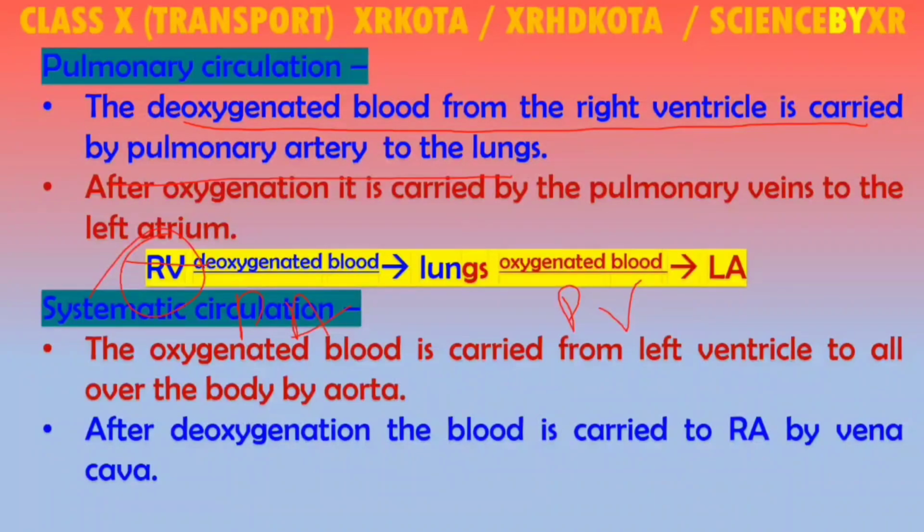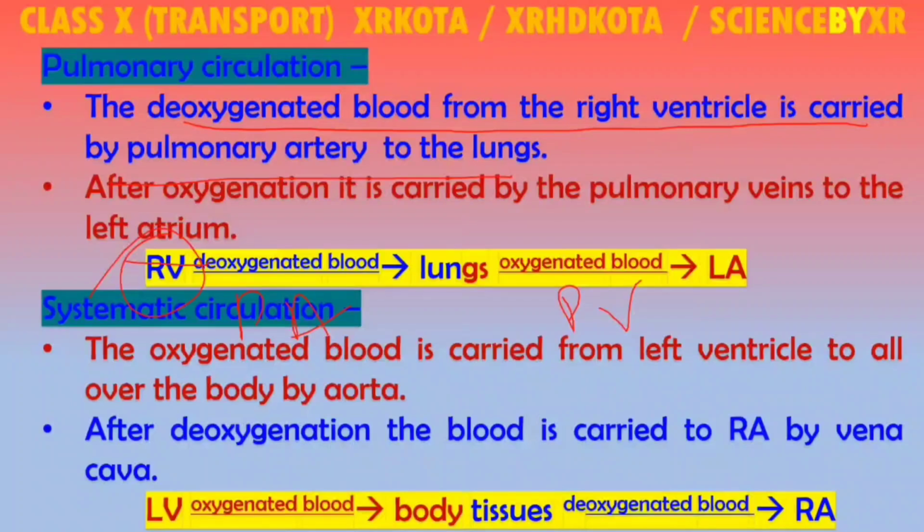So the path of systemic circulation is: the left ventricle has oxygenated blood. The oxygenated blood from the left ventricle goes to the body tissues, gets deoxygenated and is then brought back to the right atrium. So this is how the double circulation is there, in which in one complete circulation blood passes through the heart two times. Once it goes to the lungs and gets oxygenated, then it goes all over the body, supplies oxygen and becomes deoxygenated.